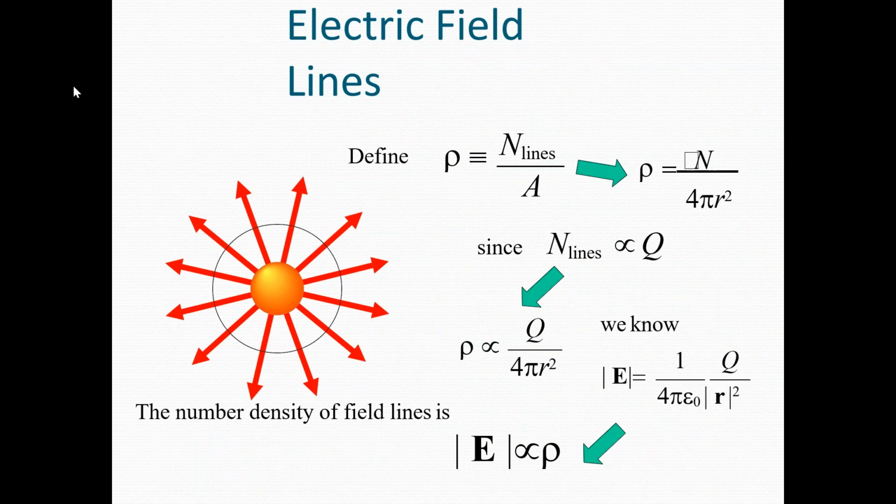The density of field lines is rho equal to the number of lines divided by A, rho equal to n by 4 pi r square. Since n lines is proportional to q, rho is proportional to q by 4 pi r square. We know that the modulus of E equal to 1 by 4 pi epsilon naught q by r square. So E is proportional to rho.